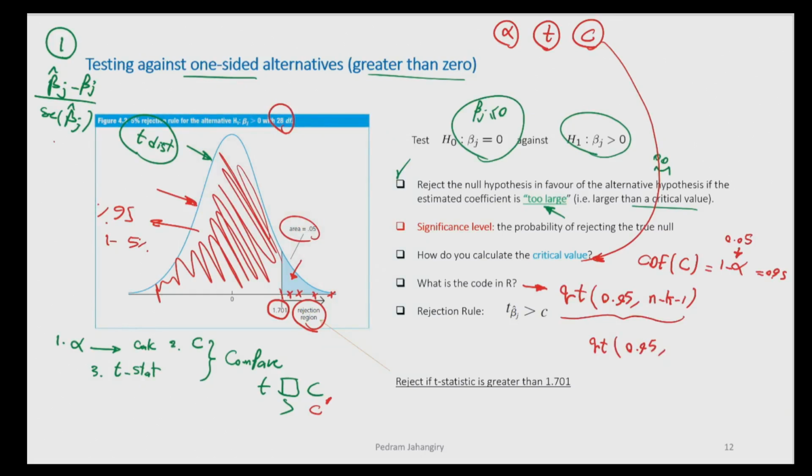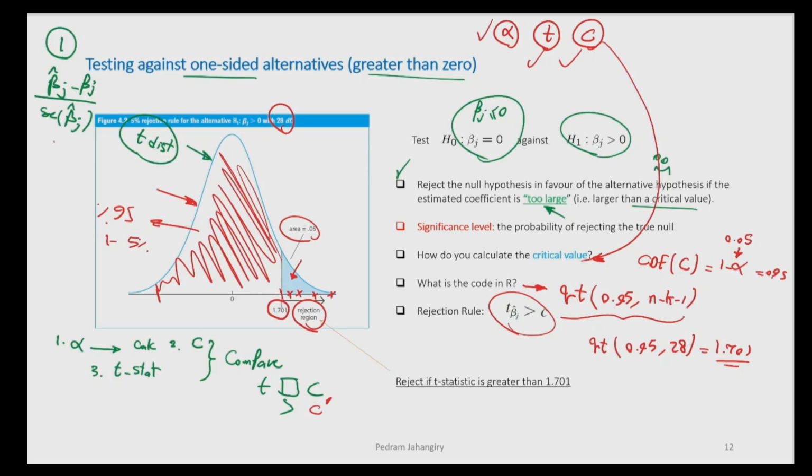This example comes from the textbook. If you use 28, please give it a try at home, you will get 1.701. So this is your critical value. Then you have everything. You have alpha, you have t, you have the critical value. Your last job is to compare the critical value with the test statistic. If your test statistic is larger than the critical value, you reject the null under that significance level.